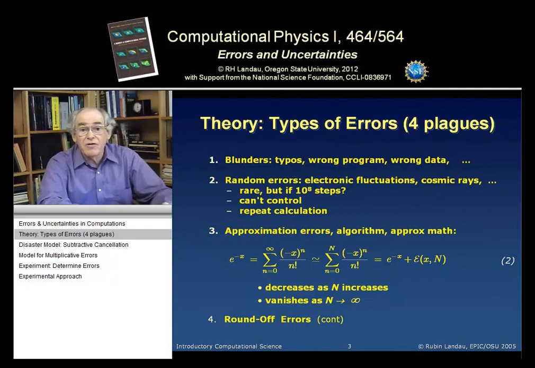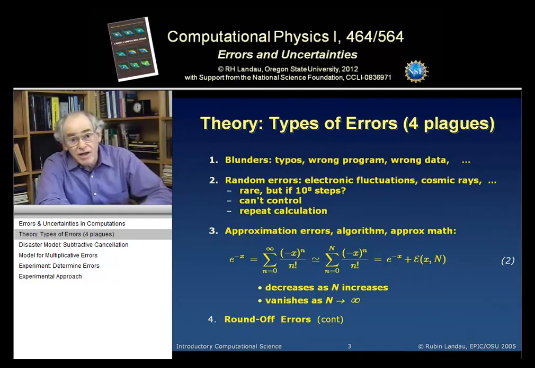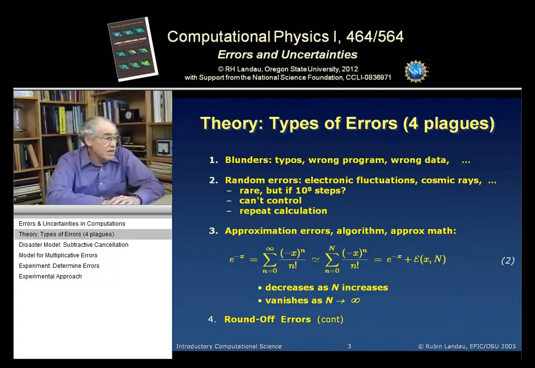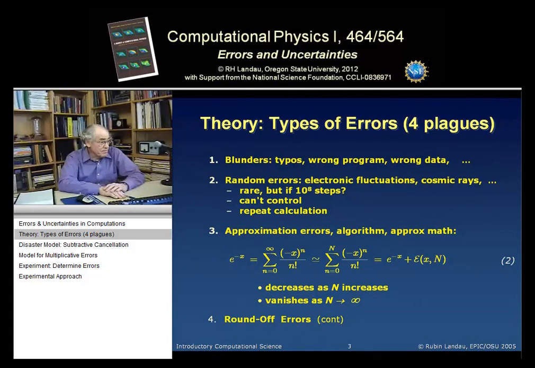The main kind of error that we deal with, the kind that applied mathematicians study at length, is known as approximation error. And on equation 2 over here on slide 3, we have a very nice example. There we have the exponential series for e to the minus x.